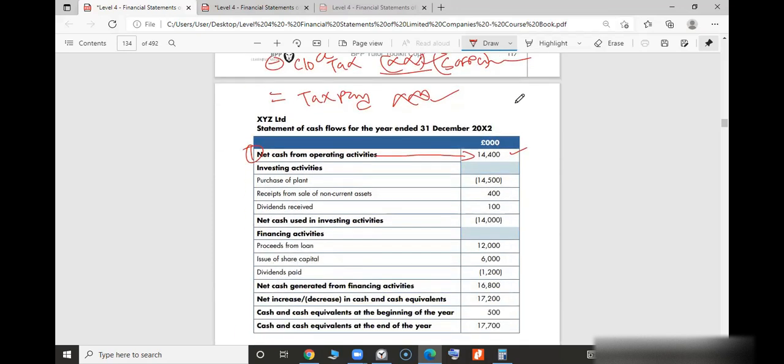Then you do the second part, which we call net cash from investing activities, like purchase of plant, money gone down. Receipts from sale of non-current asset, money gone up. Dividend received, money gone up. Ultimately, there's a huge 14,000 money down. Net cash used in investing activities. That's the wording you use. Net cash used in investing activities.